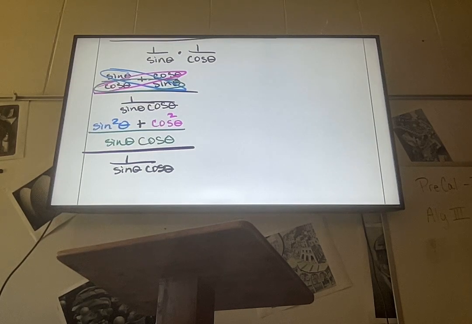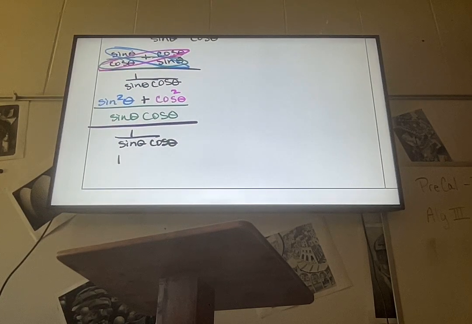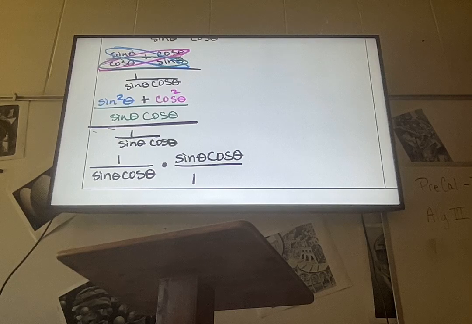So sine squared plus cosine squared is one. It's one of the identities. Over sine theta cosine theta. And then you have the top, so keep, change, flip. That cancels, you get one. You notice that's not what we were trying to get, which is fine. I'm going to show you how to get what we were trying to get.